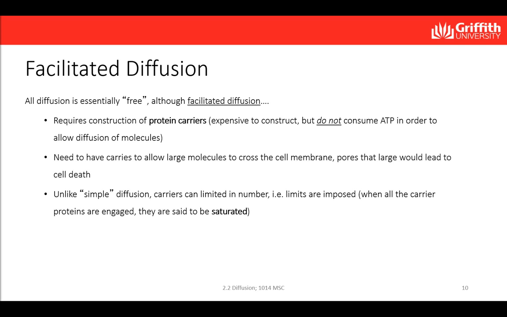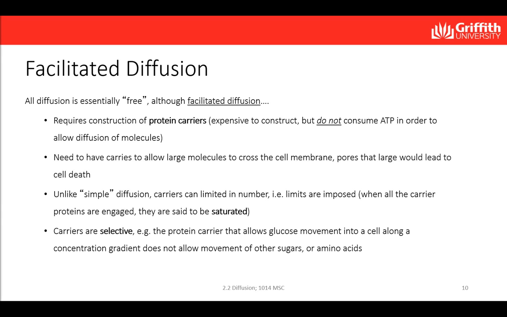Unlike simple diffusion, carrier-mediated transport is limited by the number of protein carriers that are available. For example, when all the glucose carriers are engaged, meaning that glucose transport is occurring at its maximum rate, the carriers are said to be saturated. Furthermore, these carriers are selective, which means the protein carriers that allow the glucose movement into the cell will not allow other sugars or amino acids to pass through them.